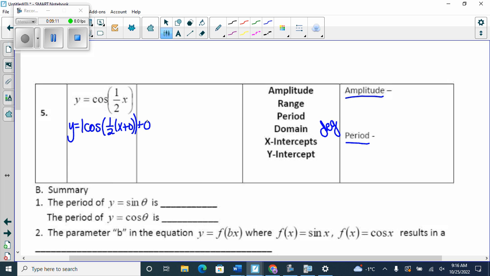All right, so we have a horizontal stretch by a factor of who? About the y-axis.